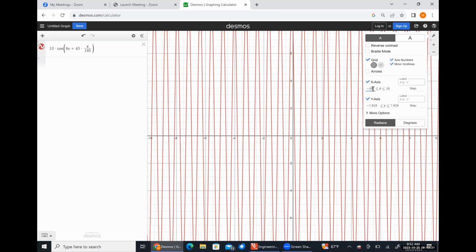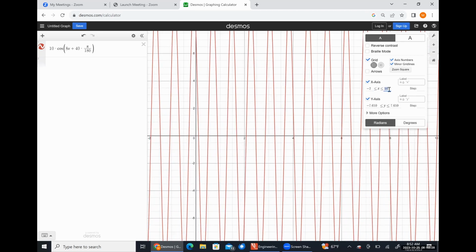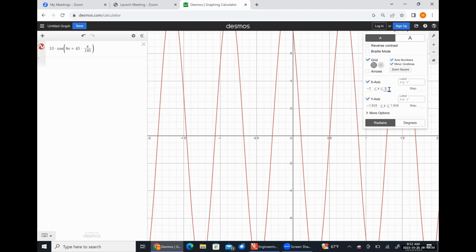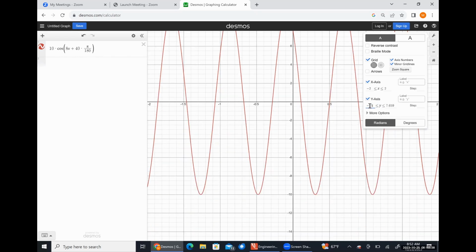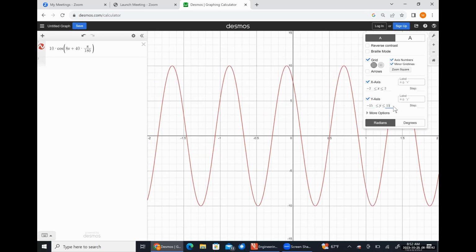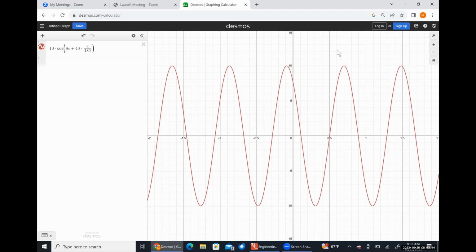This is a bit busy for my taste. So let's change this x-axis from -2 to +2 so that there's not quite as much stuff going on the screen at the same time. And let's also change our y-axis to go from, let's say, -15 to +15, and then get rid of that stuff. All right, so this signal in red is my VA.